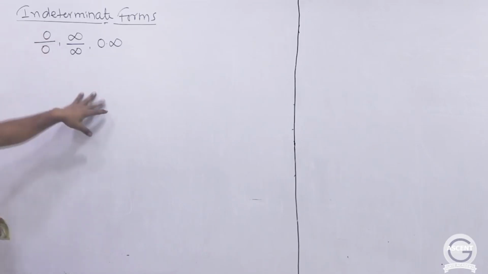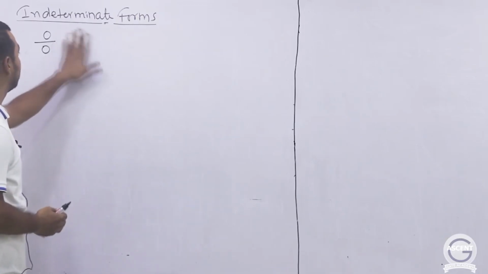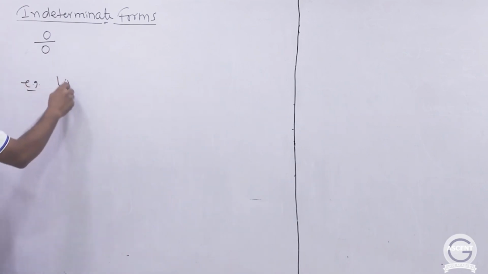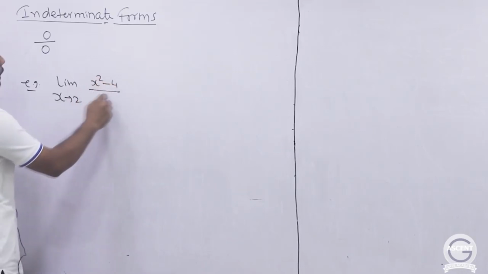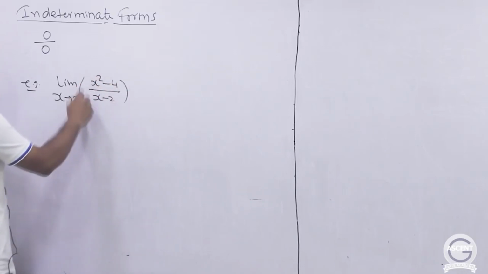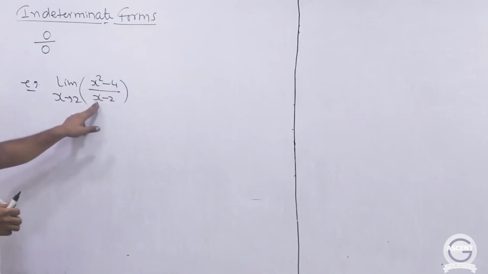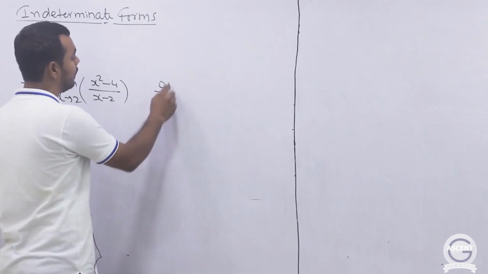First, let us understand the meaning of this indeterminate form. If you see this first indeterminate form, 0 by 0, our first example, say this was limit x tending to 2, x square minus 4 by x minus 2. Here if you place x equals 2, then you will get 4 minus 4 by 2 minus 2. So this is an example of the 0 by 0 indeterminate form.